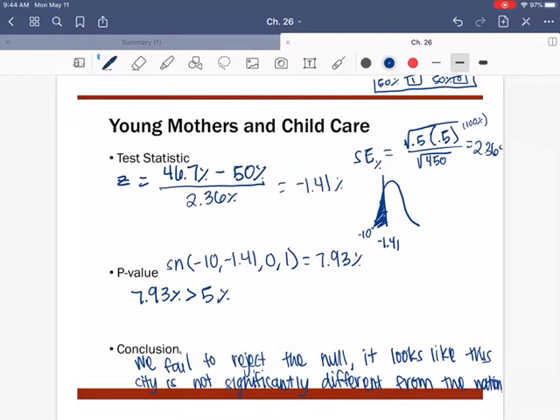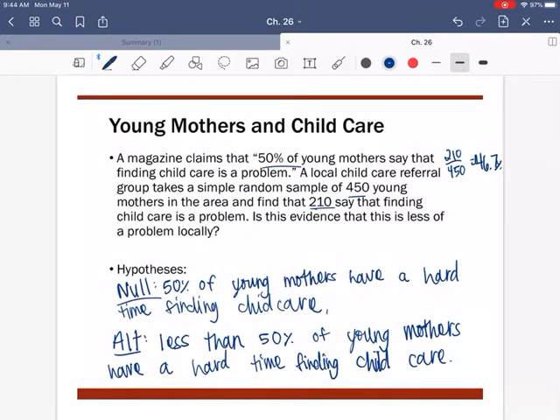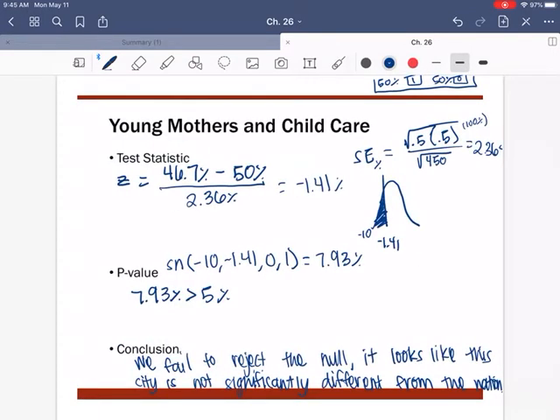Okay, there's your first example. Hopefully you just kind of understood what's going on here. Let's do another one. And I'll go through it step by step again. But before we do that, let me show one more time what steps I took here. So step 1 is to write your null and your alternative. Your null is basically given to you in the problem. 50% of young mothers have a hard time finding childcare. Your alternative is there is less of a problem locally.